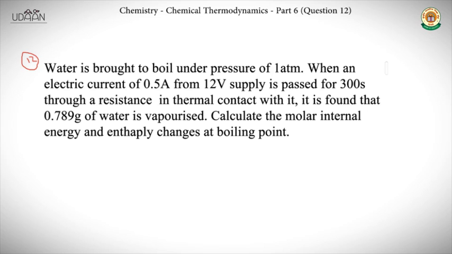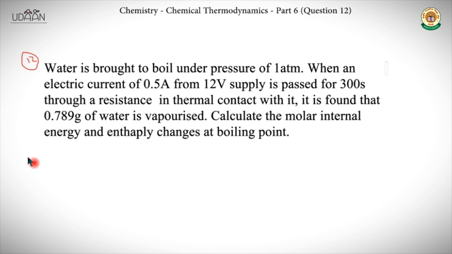So people, in question number 12, water is brought to boil under pressure of 1 atm. When an electric current of 0.5 amperes from a 12 volt supply is passed for 300 seconds through a resistance in thermal contact with it, it is found that 0.789 grams of water is vaporized. Calculate the molar internal energy and enthalpy changes at the boiling point.